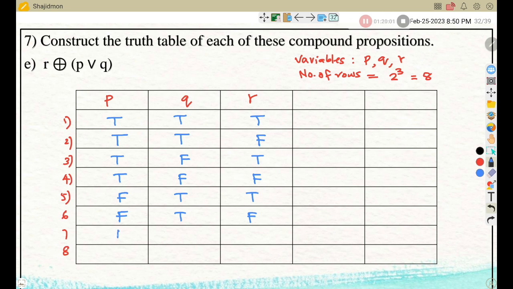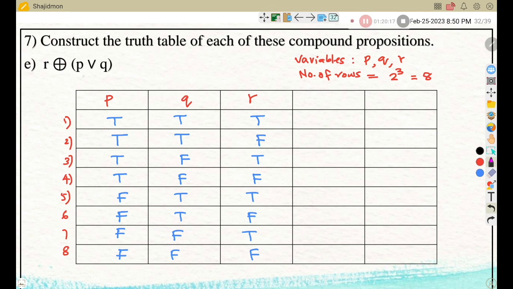Then FFT. Then F, and F. Okay, the 8 rows we have written. Now we will go to the truth table values.